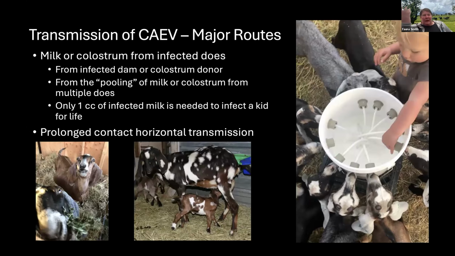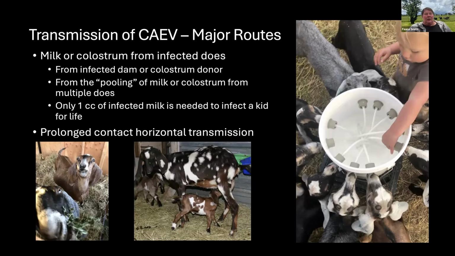So from the practical point of view, how does transmission of CAE occur? What I would consider to be the major route, especially in the goat, and I think there's still debate and research in sheep as to how it's transmitted, but in the goat, milk or colostrum from infected does to kids is the major route of transmission.